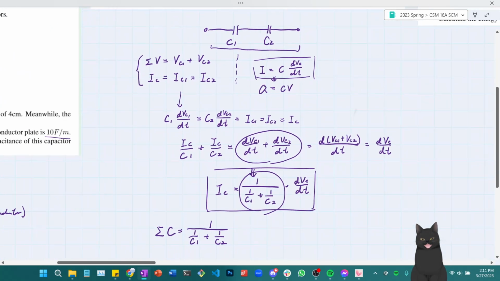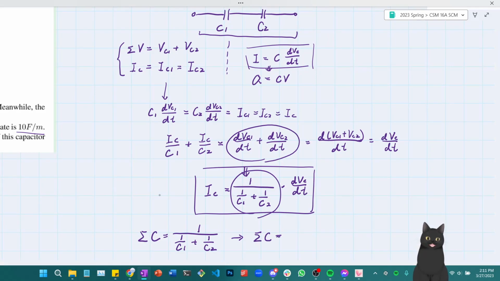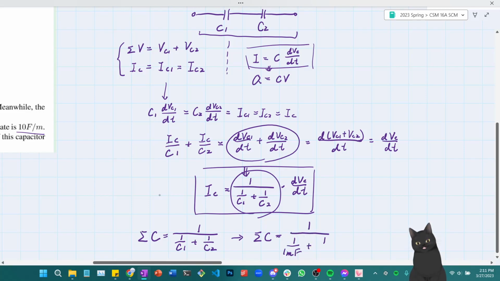here's a full view of our computation. And given that the capacitors themselves are 1 mF, I can then conclude that the capacitors in series have a capacitance of 1 over the quantity 1 over 1 mF plus 1 over 1 mF. And that is going to be equal to 1 over 2 over 1 mF, so that's equal to 1/2 mF.